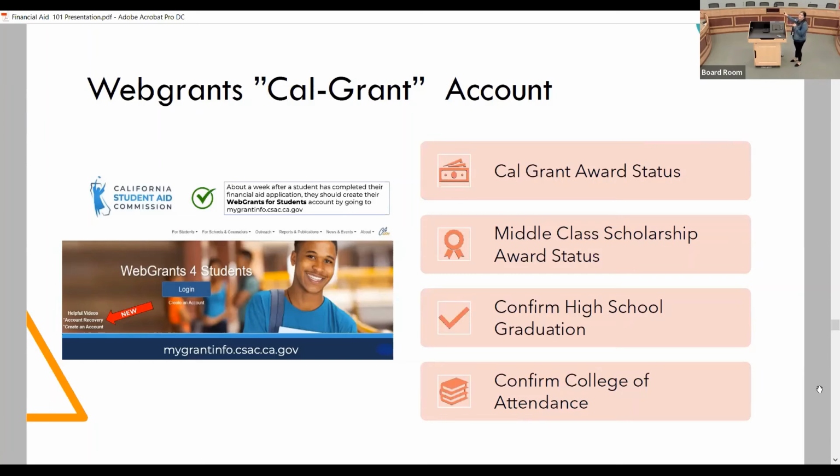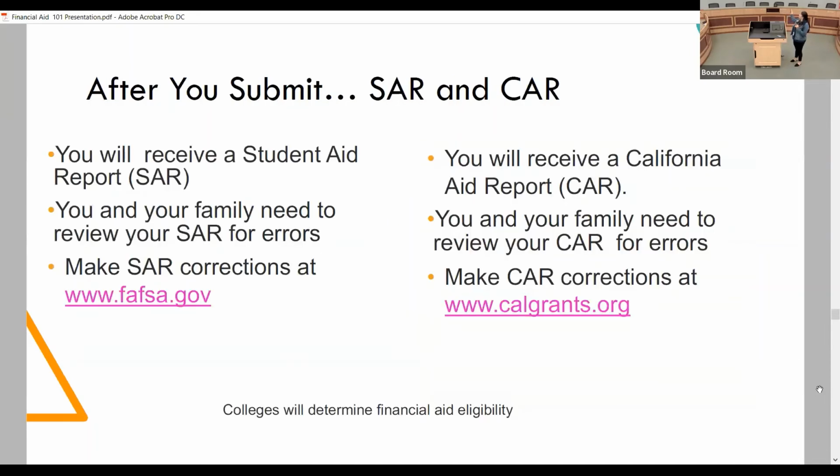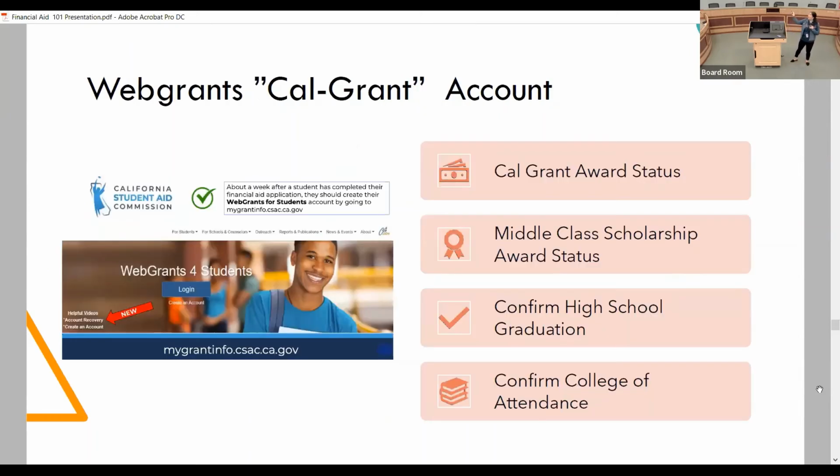So this is your Cal Grant management system. This is where you get to see what Cal Grant you got. This is where you get to see, did you qualify for the Middle Class Scholarship, right? So first, you're going to get your student aid report from your FAFSA. It says, hey, it's being processed, make sure there are no mistakes. Then you're going to get a CAR, your California Aid Report, that says, hey, guess what? You got a Cal Grant. Go here, make your account and find out which one you got, okay?